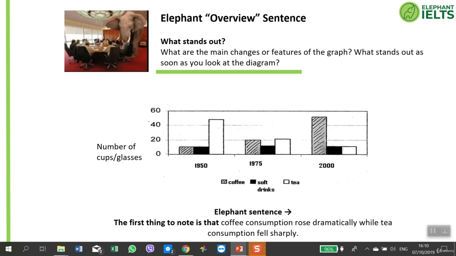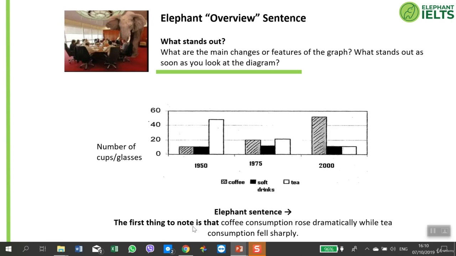So let's look at our bar chart again. What is the elephant in this graph? Isn't it these 2 drinks that had the biggest change in consumption over the period? Look at coffee. It rose sharply over the period. And look at tea. Well, that plunged, didn't it? Or fell sharply. So this would be our elephant sentence.